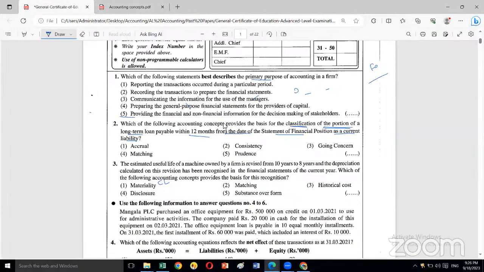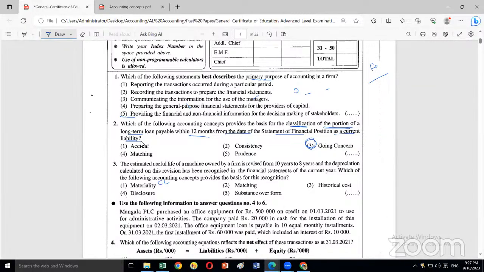Which of the following accounting concepts provides the basis for classification of a portion of a long-term loan payable within 12 months from the date of the statement of financial position as a current liability? Always remember, non-current asset, current asset: what is the concept? Going concern concept. Non-current liability, current liability: what is the concept? The going concern concept.